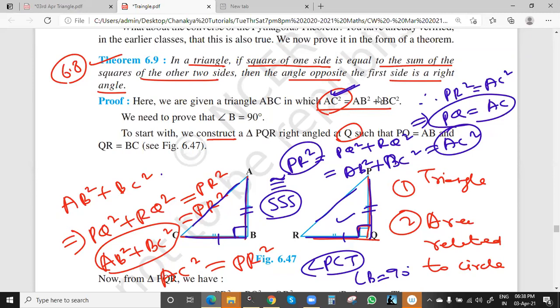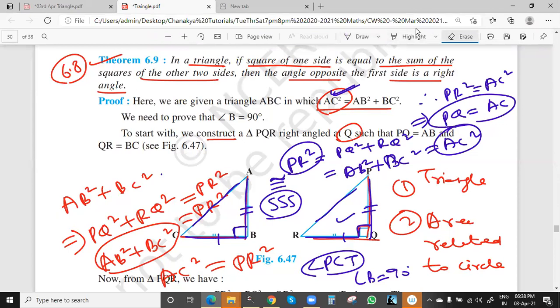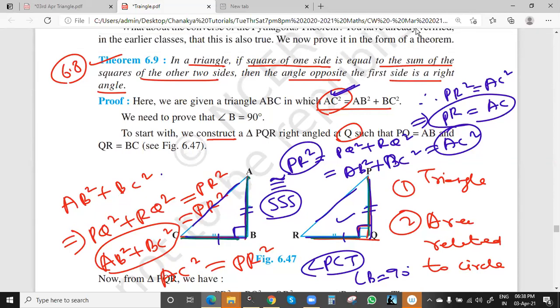So PR square equals AC square, so PR will be equal to AC, taking the square root of both. Now we have all three sides equal, because AB we have taken as equal to PQ, BC equal to RQ, and the third side AC is also equal to PR. All three sides are equal, means by the SSS criteria these two triangles will be congruent, and by CPCT we can say angle B, like angle Q which is 90, will also be 90.